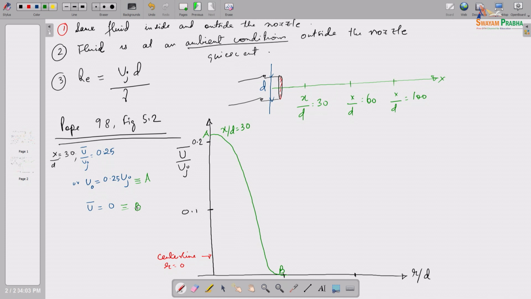Now how do I find R half? R half is where we get the velocity which is 1/2 of the centerline velocity. The centerline velocity here is U naught, which is at A. So I should get 1/2 of that. Let me mark all these R halves in red. Now I should get half of that. It's 0.25, so it should be 0.125 somewhere here.